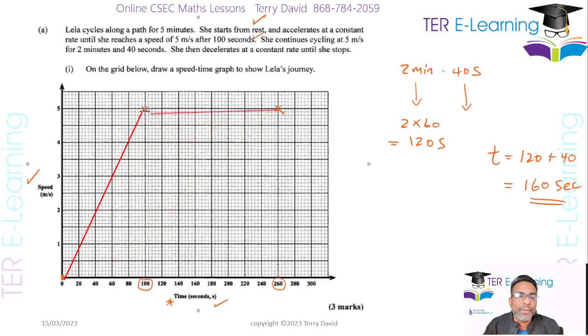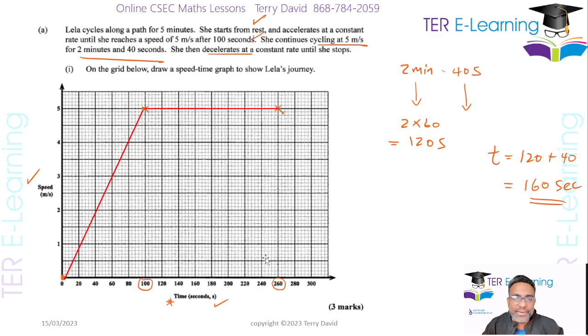So what we're going to do here, we're going to draw a straight line here, right? So that's another piece of the graph that we need to draw. So we've taken care of the constant speed, because they said she continues cycling at 5 for 2 minutes and 40 seconds. Now she decelerates at a constant rate.